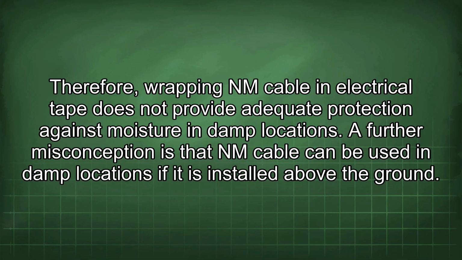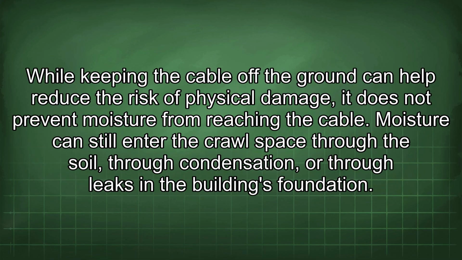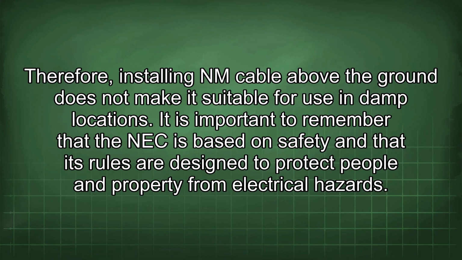A further misconception is that NM cable can be used in damp locations if it is installed above the ground. While keeping the cable off the ground can help reduce the risk of physical damage, it does not prevent moisture from reaching the cable. Moisture can still enter the crawl space through the soil, through condensation, or through leaks in the building's foundation. Therefore, installing NM cable above the ground does not make it suitable for use in damp locations.